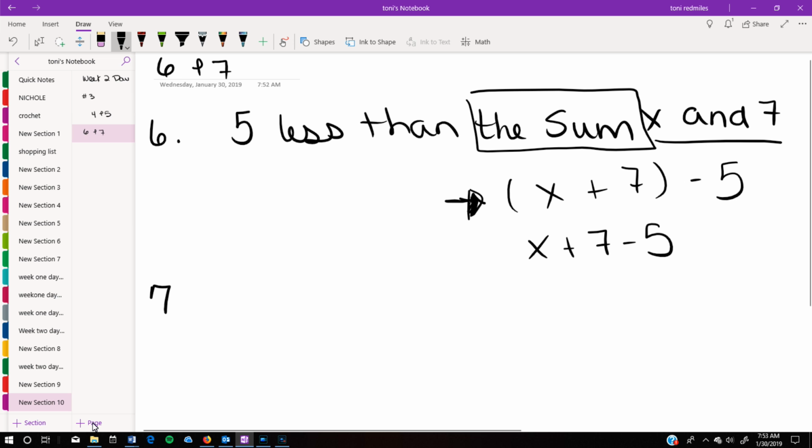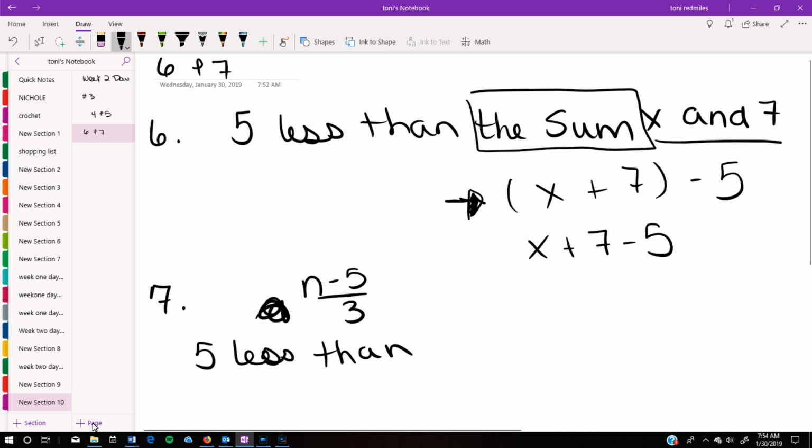All right, let's do number 7. A student wrote an algebraic expression for 5 less than the quotient of n and 3. He wrote it like this. Oh, the A is not part of it. What did they do wrong? Okay, what they did wrong is 5 less than is a turnabout. All right, so if I have 5 less than, that goes to the end of the expression.